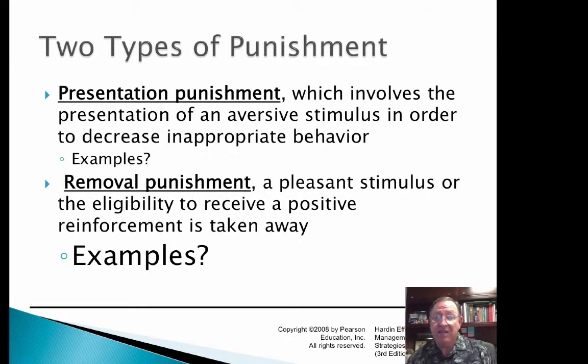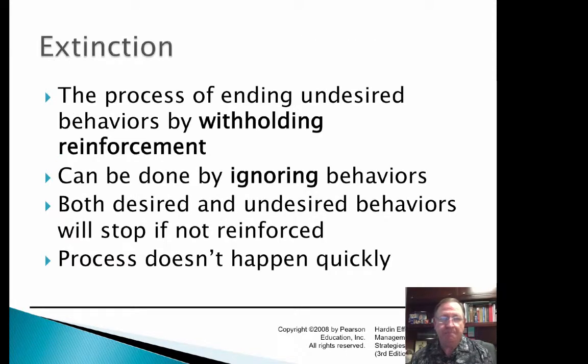They perceive that as a removal punishment. Let's go on. Now, extinction I've pretty well covered. It's where you don't reinforce it either way. You don't reward it, you don't punish it. However, you have to be aware that someone else may be rewarding or punishing a behavior in the same realm.